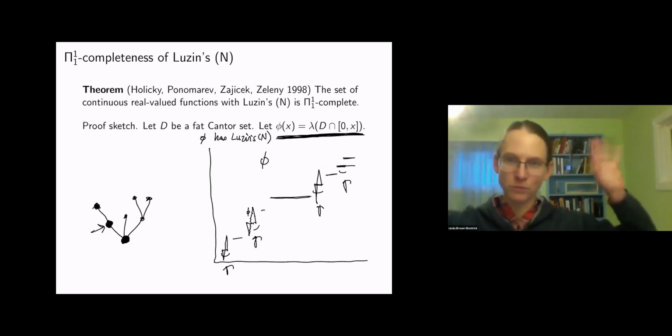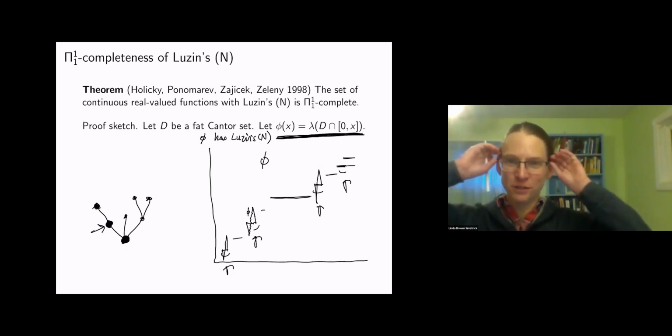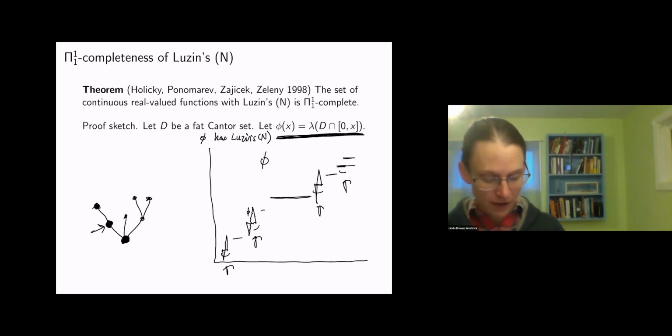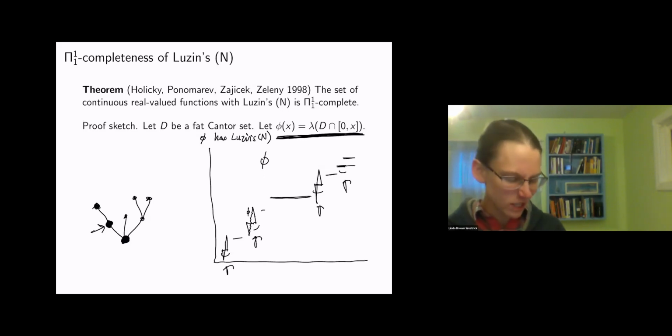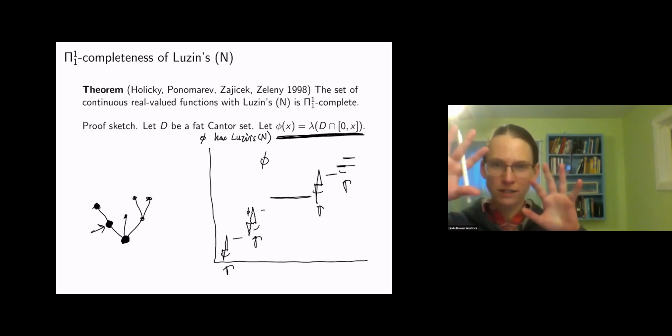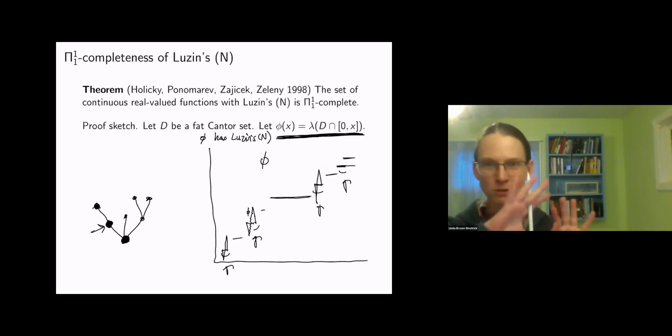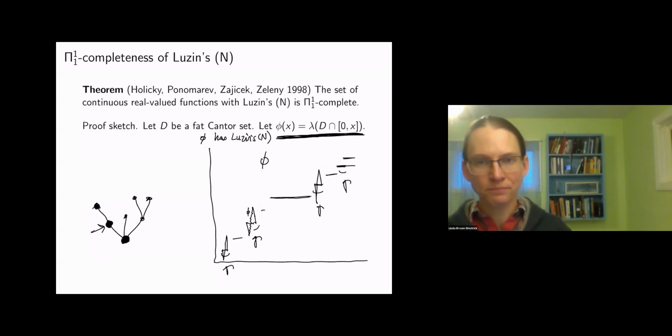And I'm waving my hands in a super vague way, but the thing to notice about it is that because phi has Luzin's N, if this tree happens to be well-founded, then you're doing all this complicated stuff, but at the end of the day, everything peters out. You just have a union of these countably many places on which this function phi has Luzin's N, and then a whole bunch of places that essentially correspond to leaves.